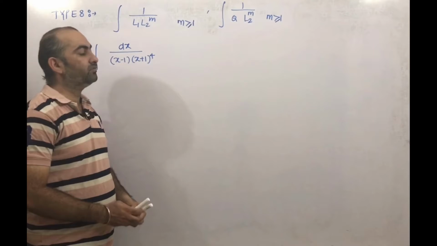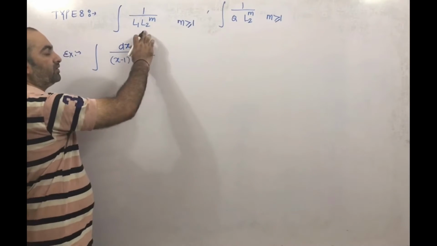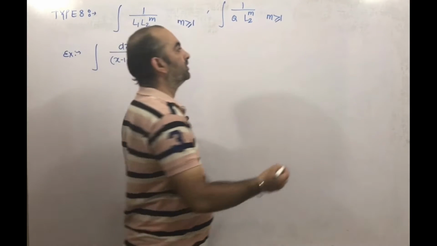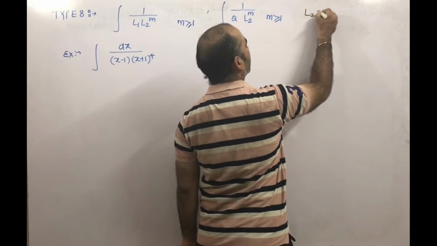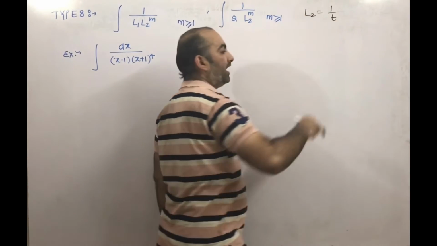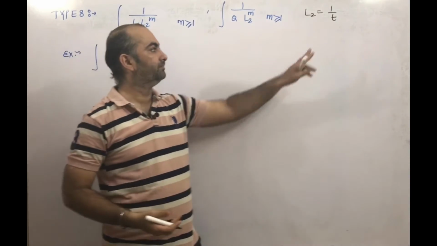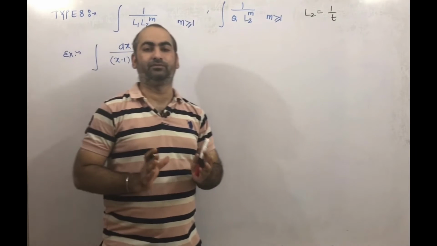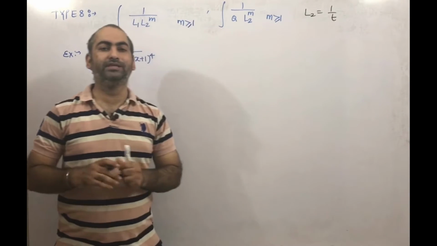To integrate this, we take L2 equal to 1 by t, and this linear equation we assume as 1 by t. So here L2 equals 1 by t. Then everything we have to convert in terms of t. Then these two forms will come as a simple integration form, and that integration we can do easily.